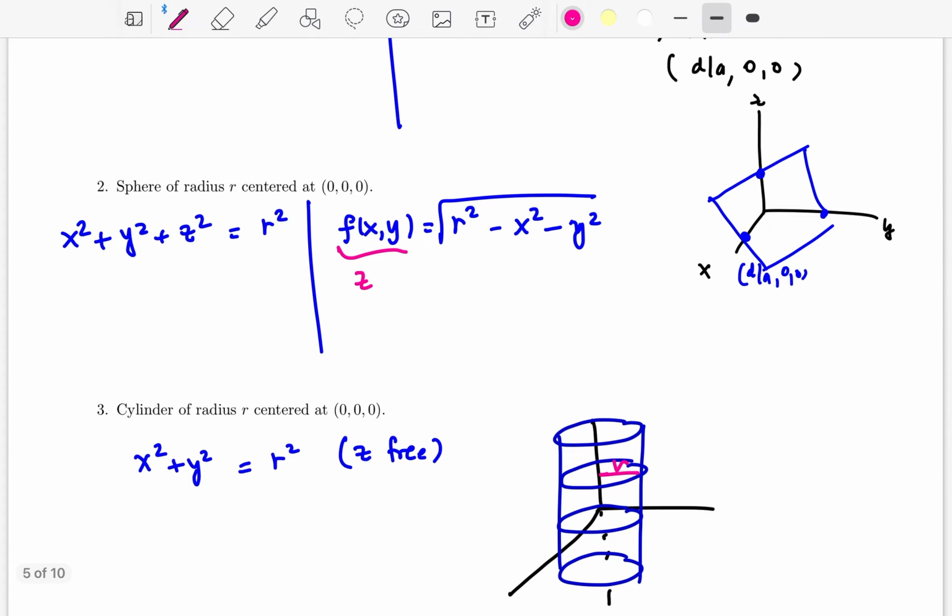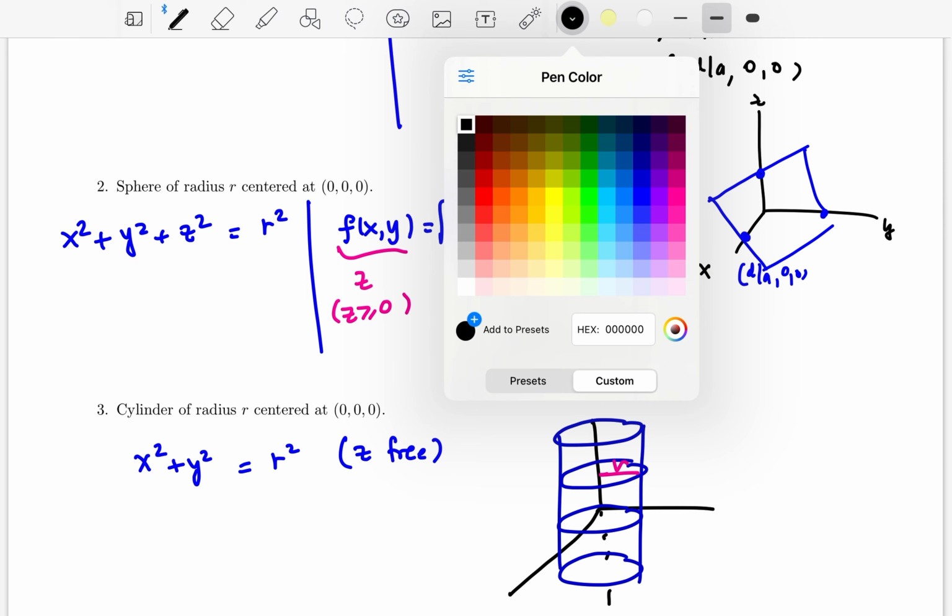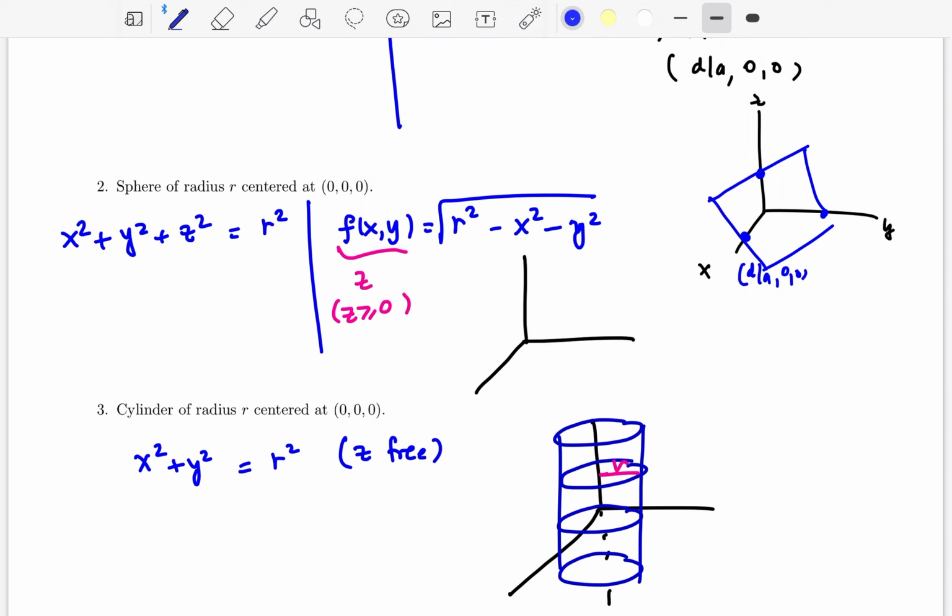Okay, and I forgot to mention about this one right here. If I do this, I'm only taking the positive one, so you have to be careful. This will be z, but z is positive, okay? So this is going to look like the upper half of a sphere of radius r, centered at 0, 0. So this will be something like this, just the top half, okay? All right, so then this is going to be r, and so on.